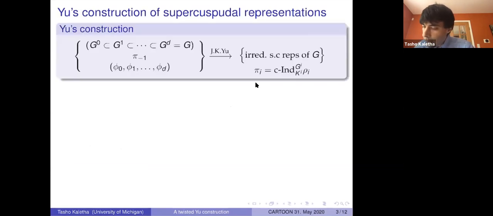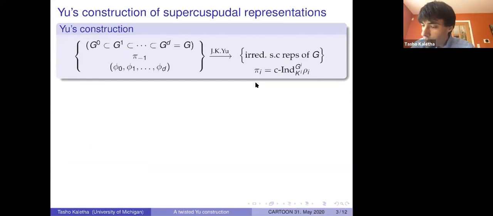So let me remind you a little bit of Yu's construction of supercuspidal representations. I have the benefit of having had multiple talks before me discuss various things, and one of the talks of Adele discussed Yu's construction. So if you went to that talk, it will be somewhat familiar to you. Yu's construction, from a paper of Jiu-Kang Yu from 2001, is a way to produce irreducible supercuspidal representations of the reductive group G. And it uses for this a so-called Yu datum.